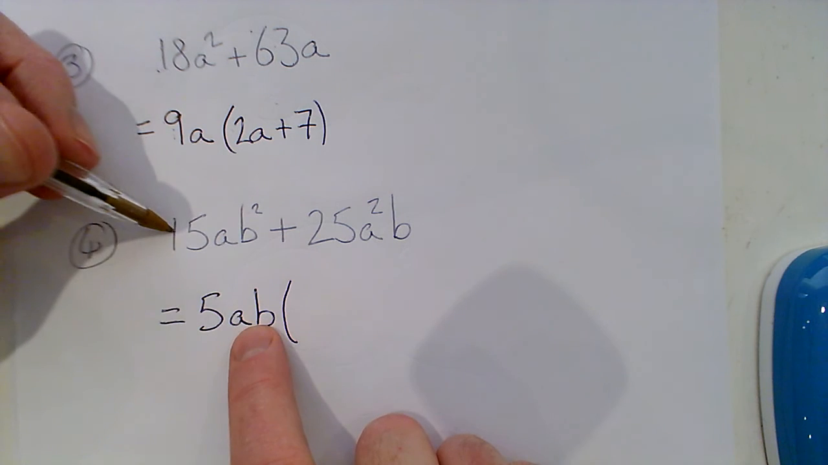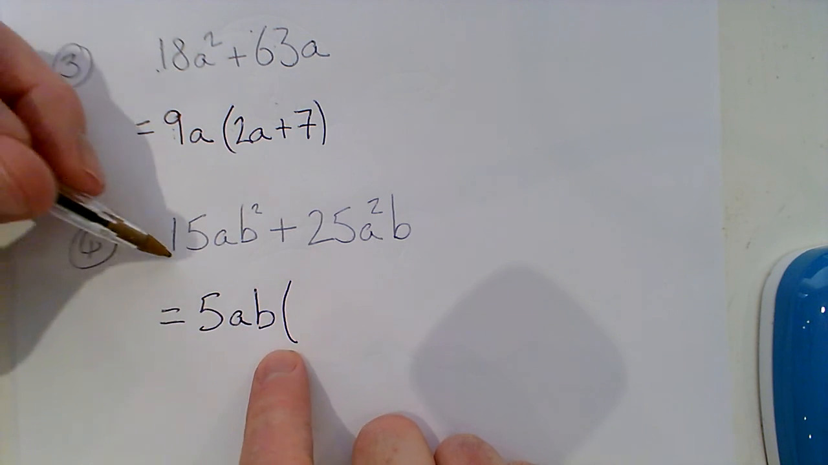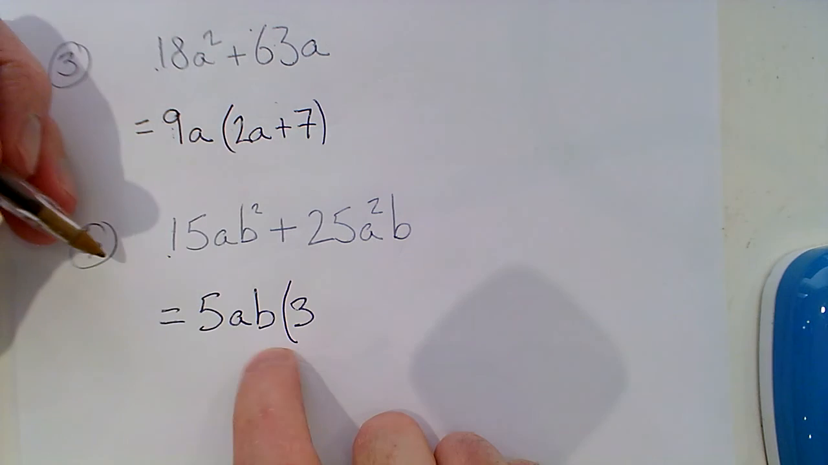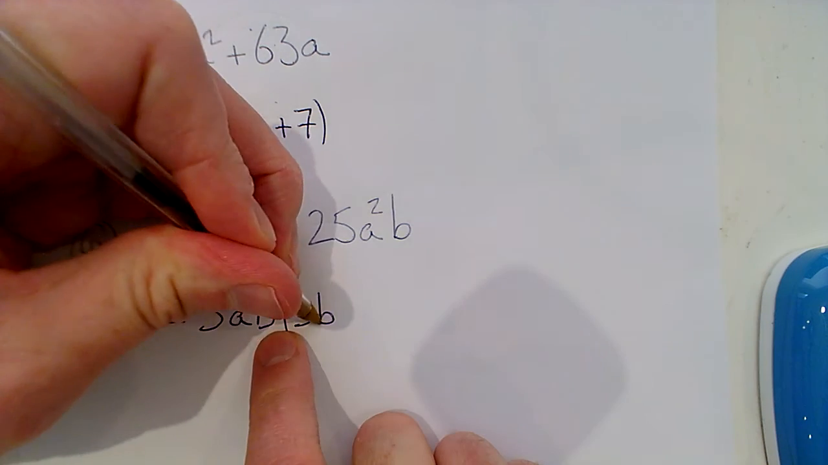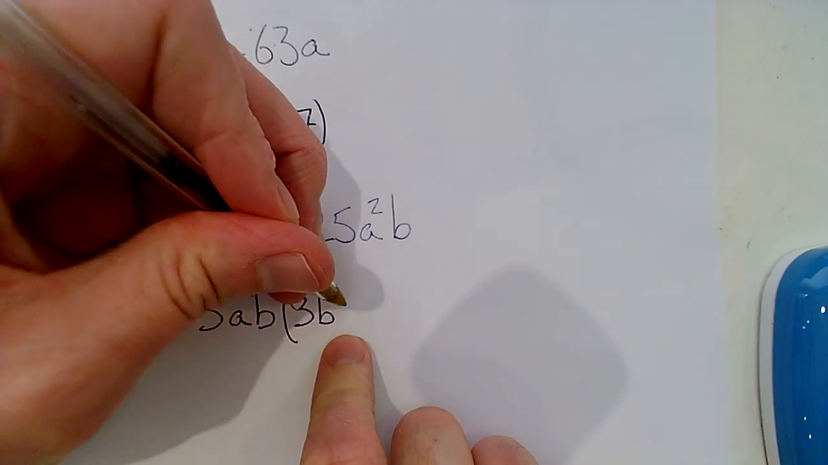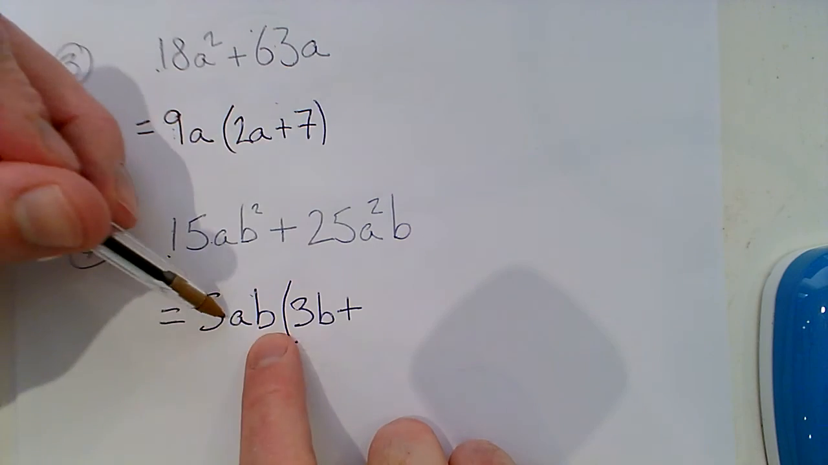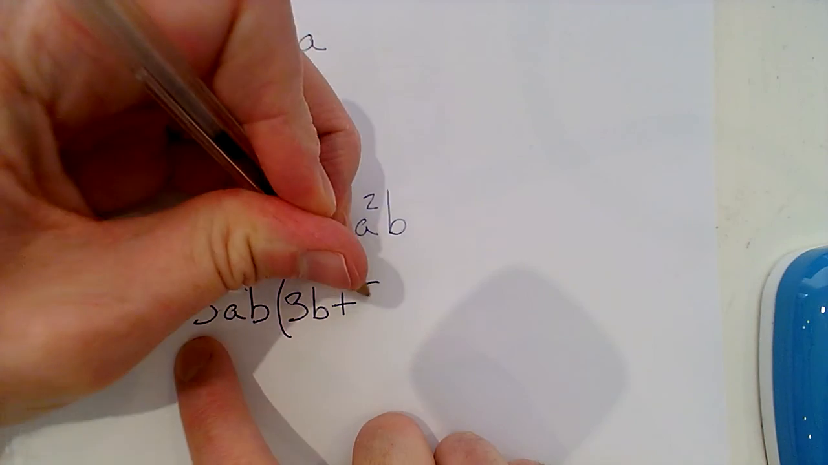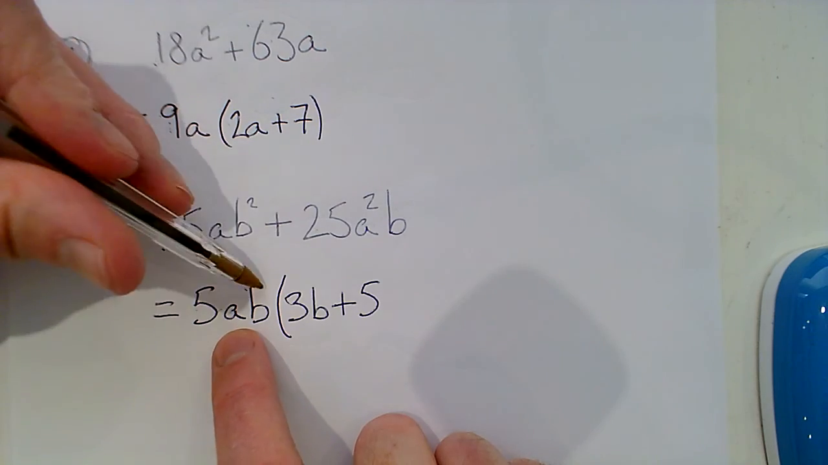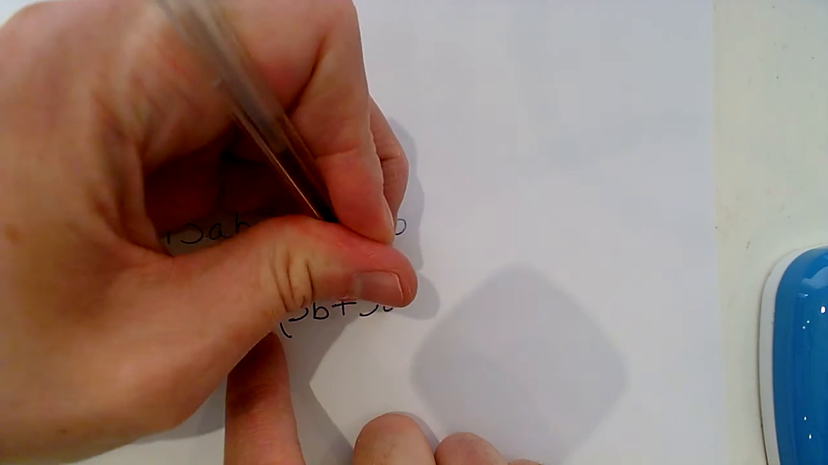So, how far off are we from here to here? Well, the 5 times by 3 makes 15. You've still got an a already. We've got a b, we need a b squared, so have a 3b in there. Keep that plus where it was. We've got 5ab there, 25a squared b, so 5 times 5 is 25, we need 5 times. And the ab to the a squared b, we need another a in there.